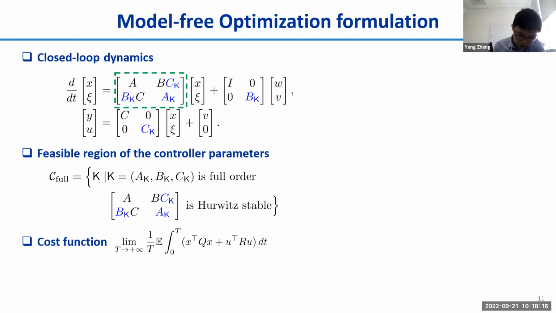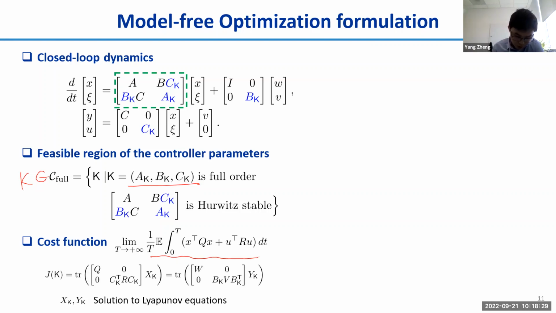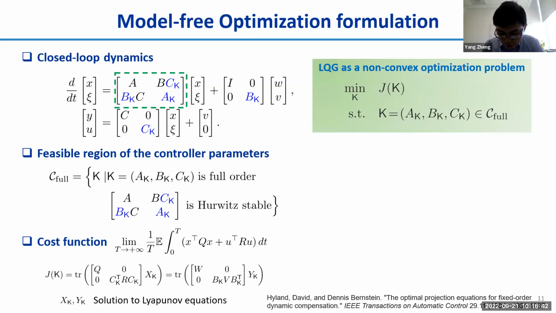And once we have a set of controllers in this set, we can evaluate the cost under this particular control policy. In particular, if we know the model, we can solve the cost analytically by solving two Riccati equations. Otherwise, we need to use system trajectories to estimate the cost. So then we can formulate the LQG problem as a non-convex optimization in the following form. We have a cost, and then we have a control parameter to design. And this control parameter should satisfy a set constraint. Basically, this matrix should be stable, which means the eigenvalues of this matrix should have negative real parts.